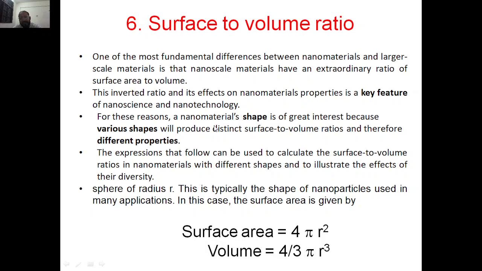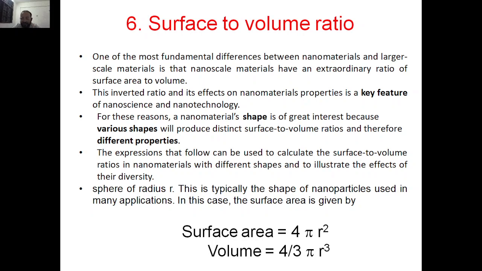So for these reasons, the nanomaterial's shape is of great interest because various shapes will produce distinct surface to volume ratios and therefore different properties. For example, imagine I have synthesized nanoparticles of spherical shape with 80 nanometer diameter. And the same thing I am making as hexagonal or simple square nanoparticles whose width is also 80 nanometer. Now can I expect the same property from both? The answer is absolutely no.